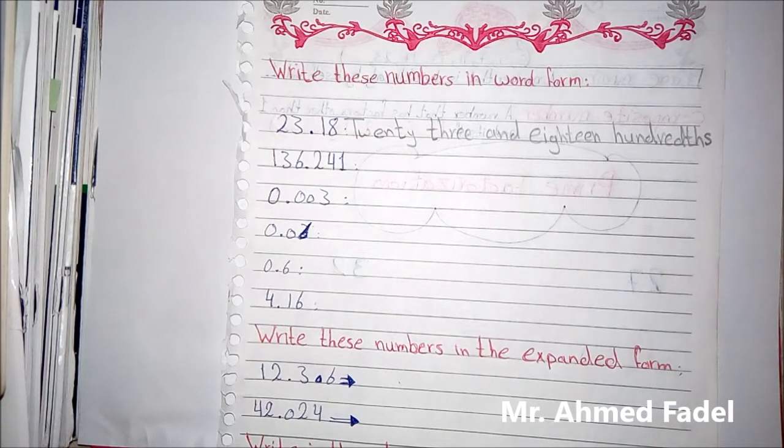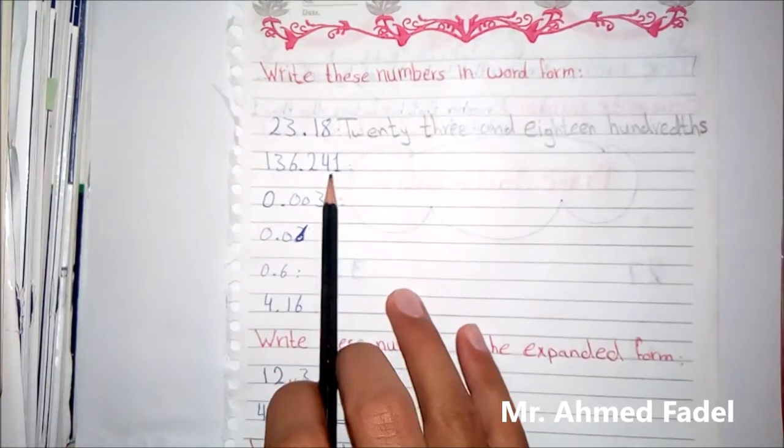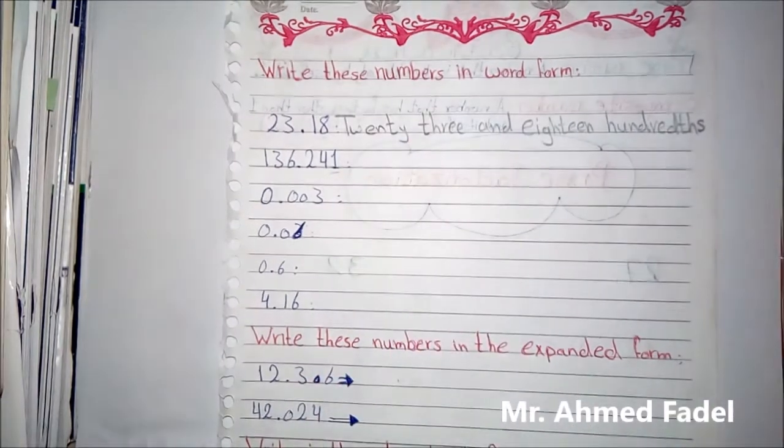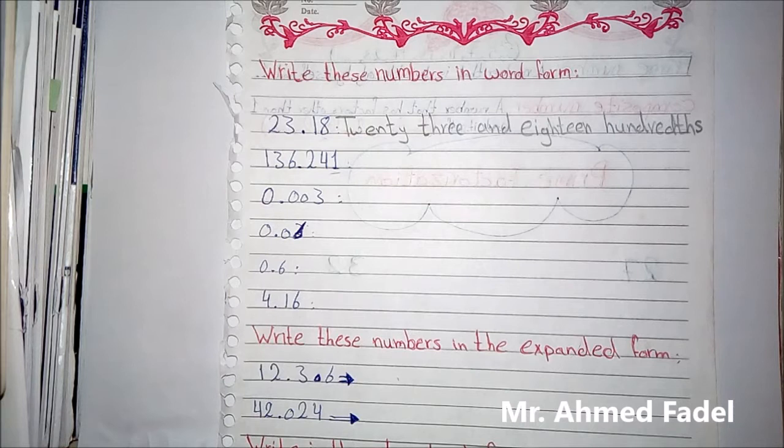And Mr. Ahmed is going to choose Mariam Hadi. Mariam just read the number and she said 136.241. She decided to write it, to follow the steps, and wrote 136. The point is, she remembered that Mr. Ahmed said the point in the word form is and. So 136 and 241 thousandths. Why did she say thousandths? She said thousandths because the place value of the last digit here in the question is the thousandths.